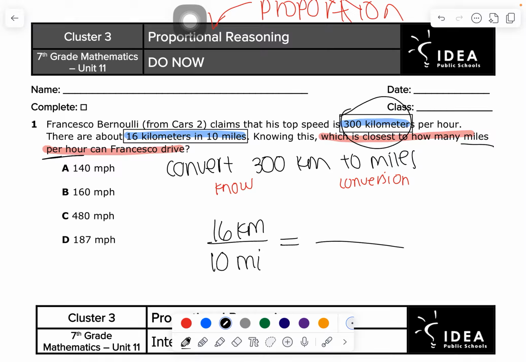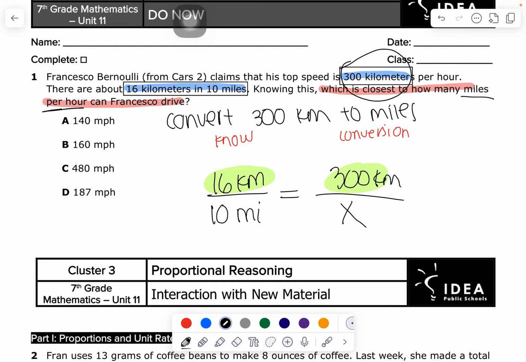So for my proportions, it is important that I place apples with apples, oranges with oranges. In this case, kilometers with kilometers. So I'm going to put 300 on the top. This is super important because if I don't set up this correctly, even if I multiply well, even if I divide correctly, this is going to be wrong. Your answer is going to be wrong. And then what I need to find is how many miles are 300 kilometers. So I'm going to put an X value here at the bottom.